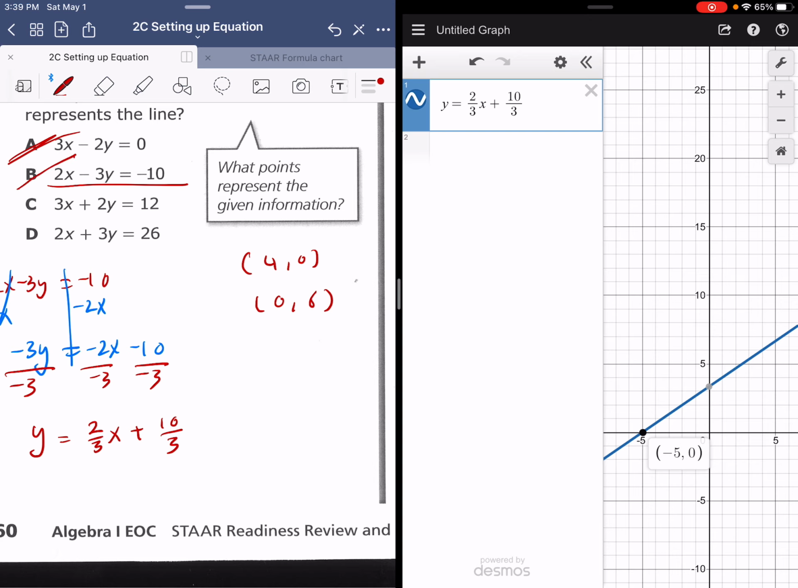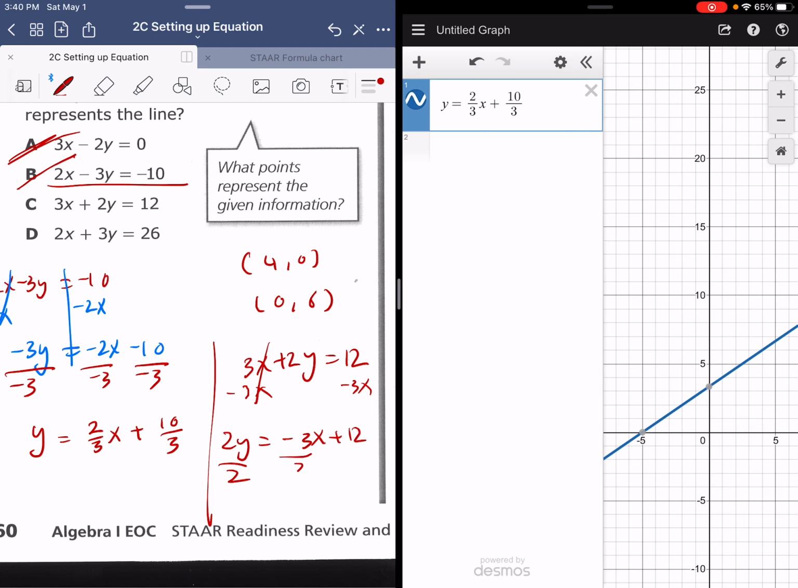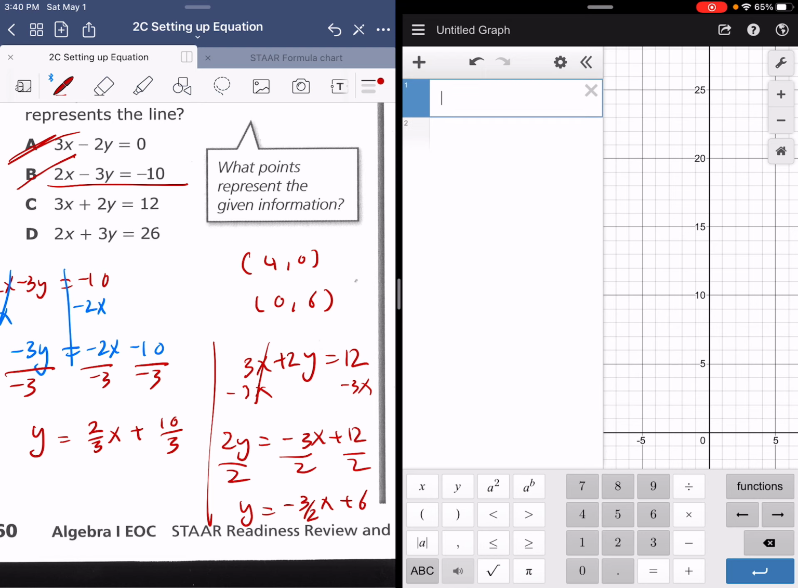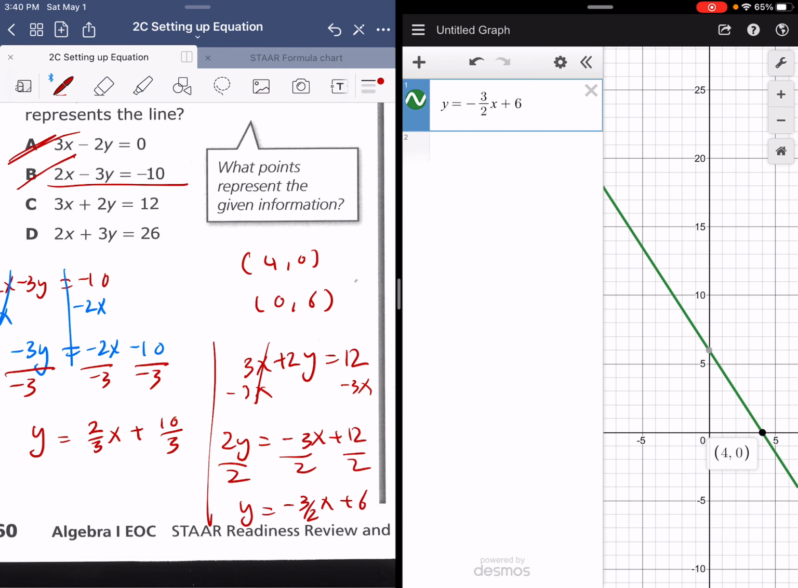So the answer is going to be either C or D. So 3x plus 2y equals 12. Minus 3x on both sides, so you get 2y equals negative 3x plus 12. Divided by 2, y equals negative 3 over 2x plus 6. It has 4, 0 as an x-intercept and 0, 6 as a y-intercept. Yep, so it's going to be C.